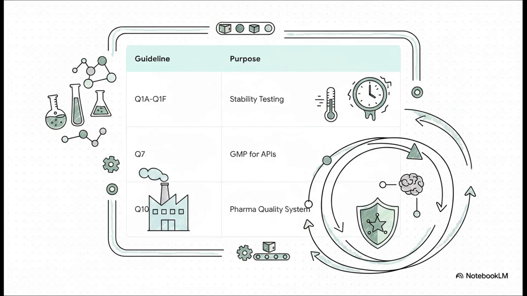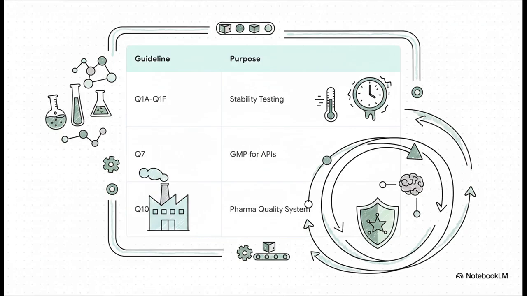We can distill that massive first column of guidelines down to the 3 foundational Q codes that you absolutely must prioritize. First up, Q1A through Q1F, which governs stability testing. This is how you prove your parts are not going to rust or degrade over time. Next is Q7, good manufacturing practice for active pharmaceutical ingredients. That's your core assembly line standard.